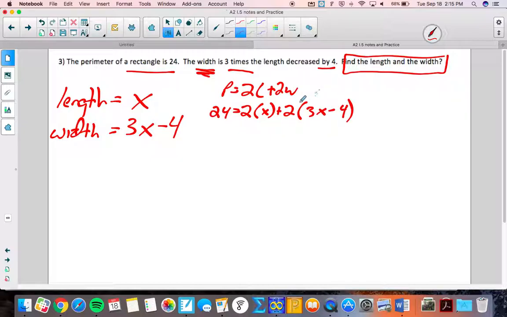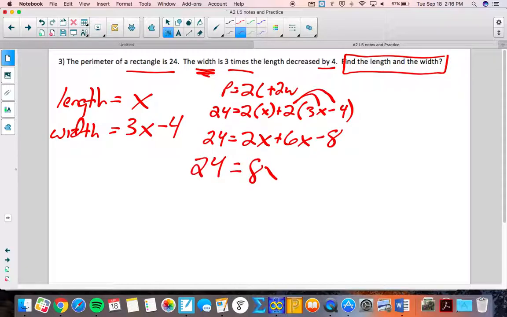Notice that's all in parentheses because we're going to have to multiply the 3x by 2 and the minus 4 by 2. We have 2 of those lengths. So we have 24 equals 2x plus 6x minus 8. Combine like terms. On the right you have 8 x's. Solve for x.